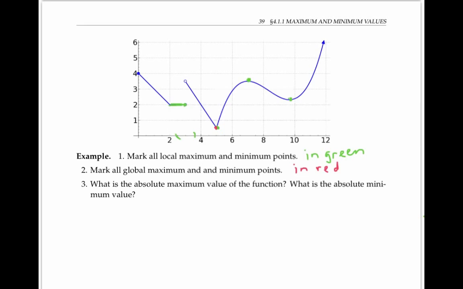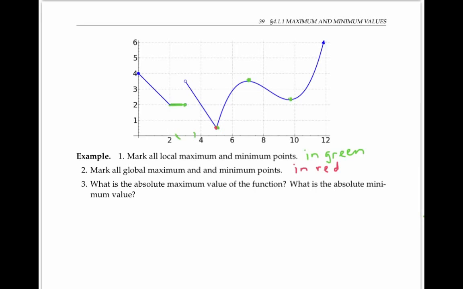The point 0, 4 doesn't count as a local max because the function's not defined on the other side of 0. So there's no open interval to consider. This point is also not an absolute maximum because the function gets higher over here. In fact, as long as this trend continues, the function f of x has no absolute maximum value at all because its values just keep getting higher and higher as x goes off to infinity.